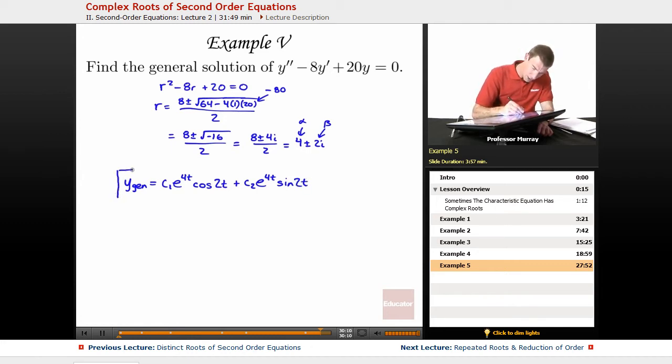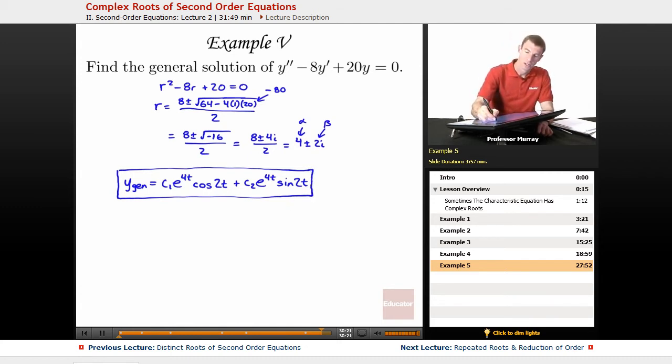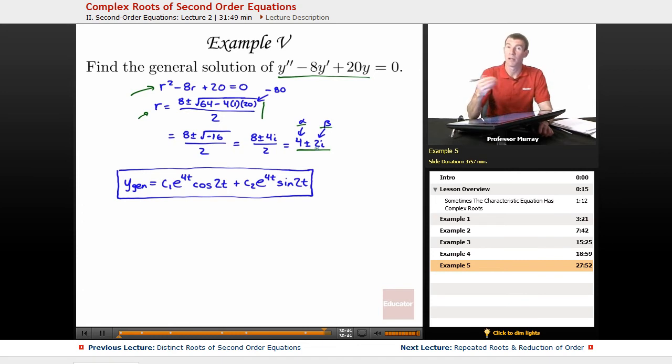And since I don't have any initial conditions on this one, I'm going to stop there and just say my general solution is the last word for this example. So to highlight what we did there, we took the original differential equation, translated it into the characteristic equation, which didn't factor nicely, so we went to the quadratic formula to solve for that. So we ran it through the quadratic formula. Turned out we got 4 plus or minus 2i, so that gives me my alpha and beta that I can plug back into the generic form for the general solution.